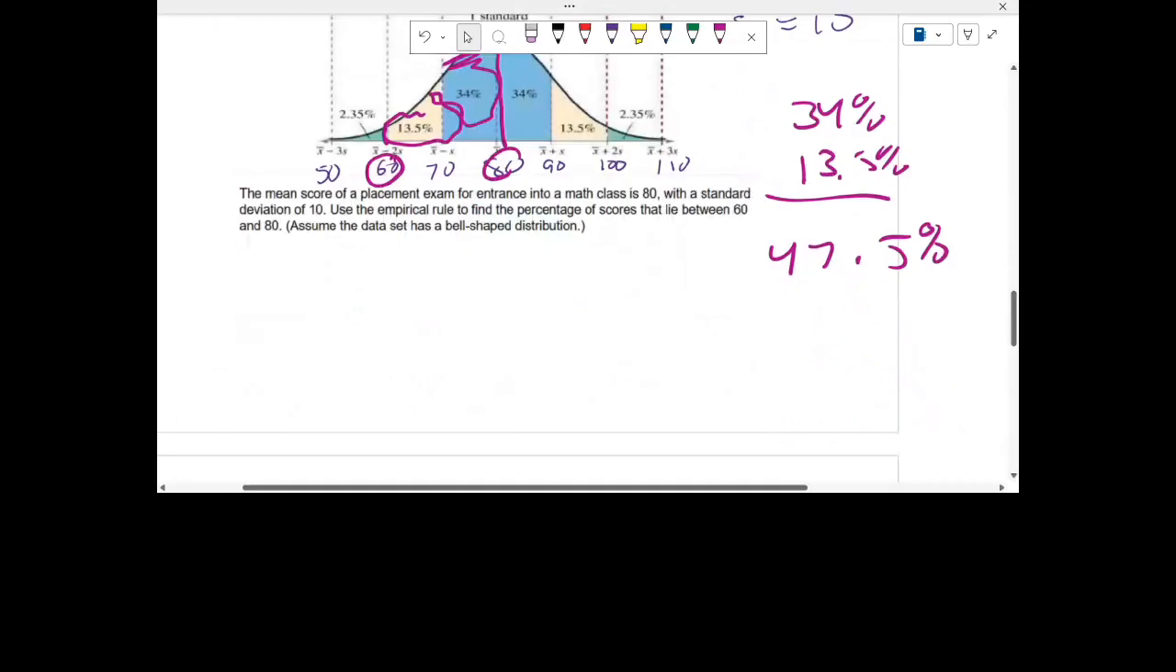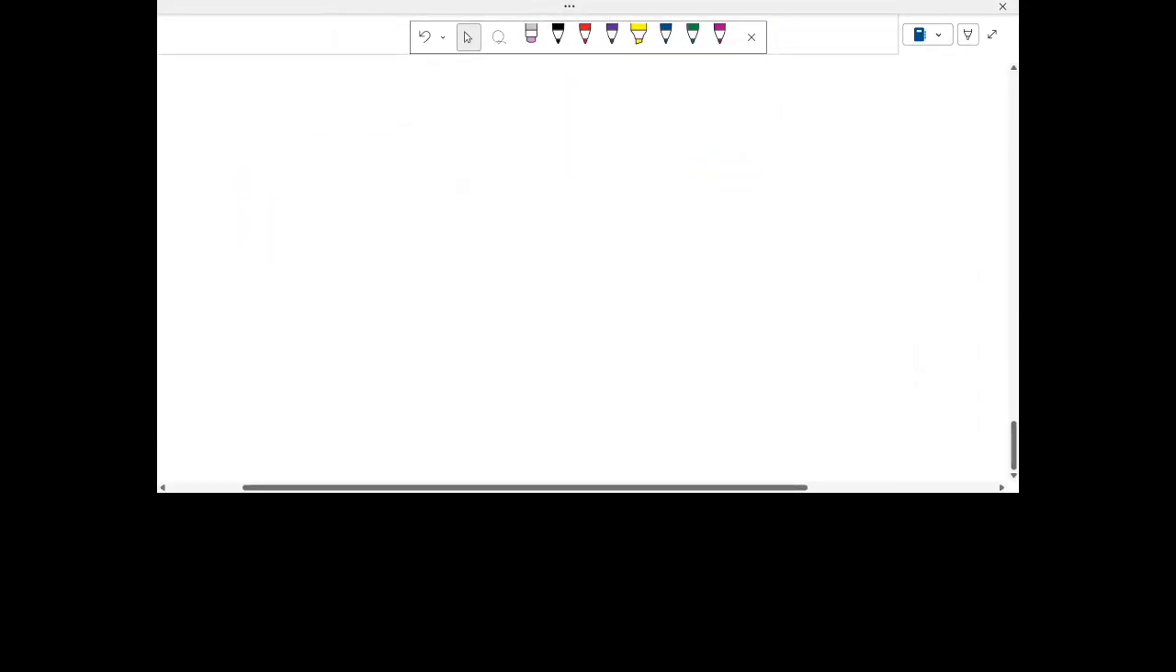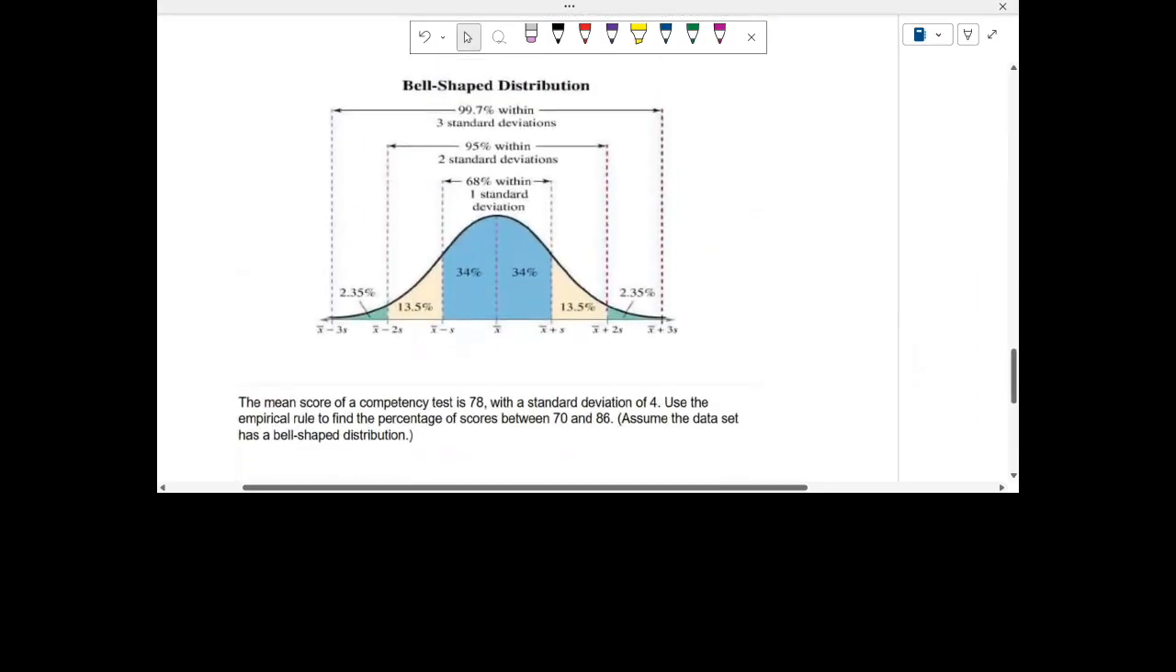Let's scroll down a little further, and I think I got two more. One more, and then we'll do one out of the actual notes, because I think you have something similar to that in your homework.